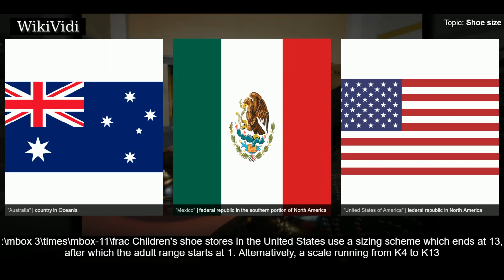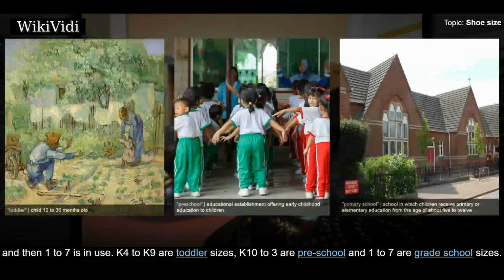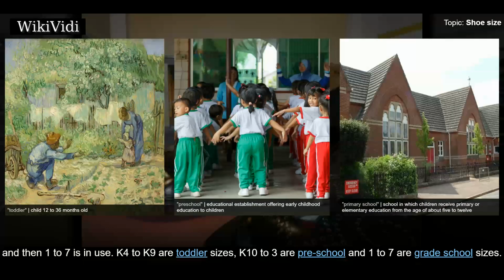Children's shoe stores in the United States use a sizing scheme which ends at 13, after which the adult range starts at 1. Alternatively, a scale running from K4 to K13, and then 1 to 7 is in use. K4 to K9 are toddler sizes, K10 to 3 are preschool, and 1 to 7 are grade school sizes.